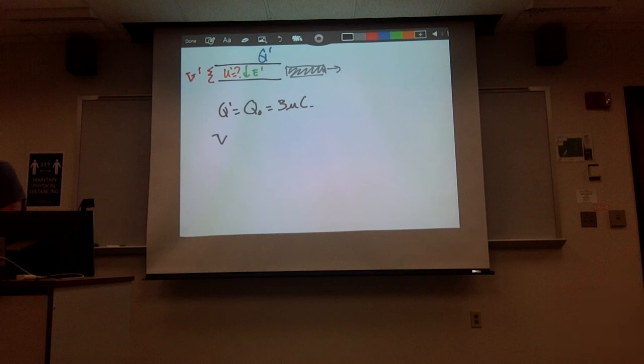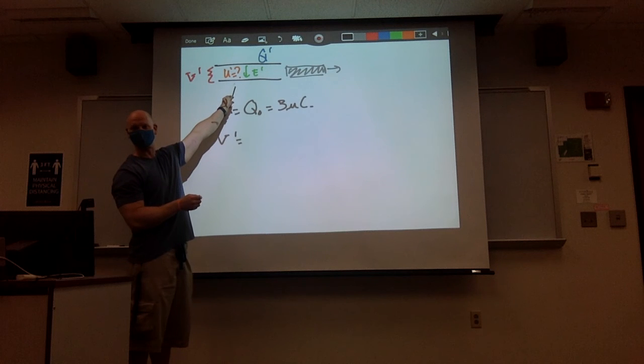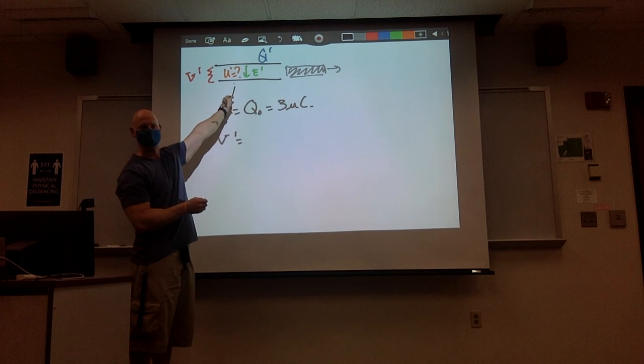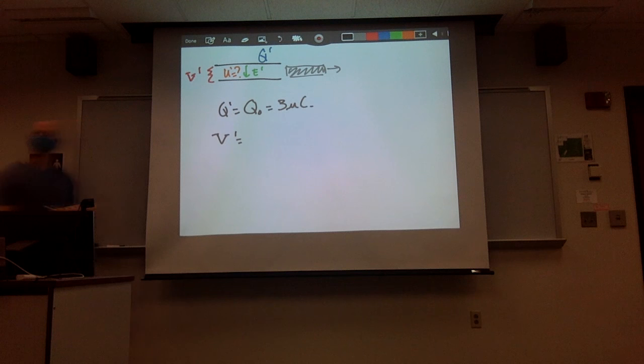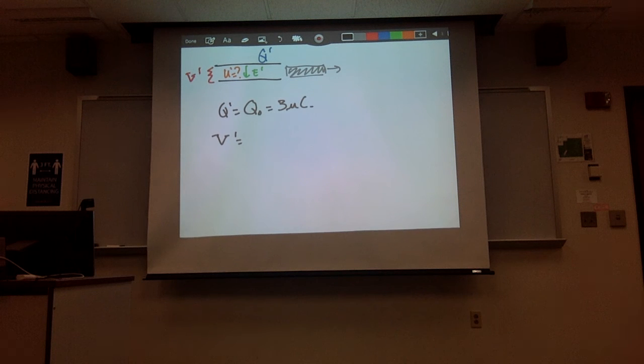What's the new potential? Well, what we said was that when I put in the dielectric, what happens to the potential? When we put in the dielectric, what happens? It decreases by the dielectric constant, which means when I pull it out, what should happen to the potential? It's going to increase by the dielectric constant. So my new potential is equal to the original potential increased by the size of the dielectric constant. So this is going to be equal to 340 volts, so 3.4 times 100.